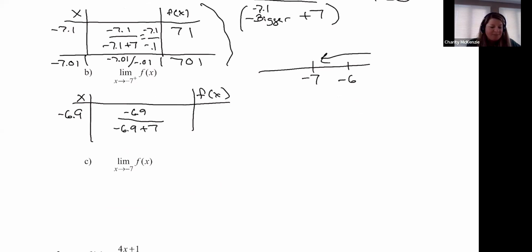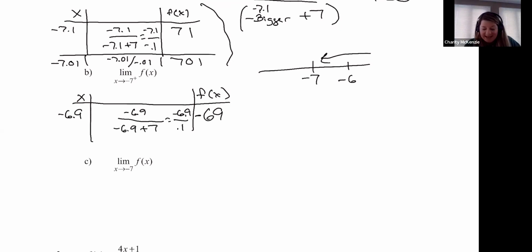So I'm going to have 6.9 divided by the 0.1 difference. So this would be 69, but it is positive. Oh, excuse me, it's negative. I said that wrong, but whatever. Negative over a positive will be a negative because this would be -6.9 and this would be positive 0.1. So it ends up being negative.